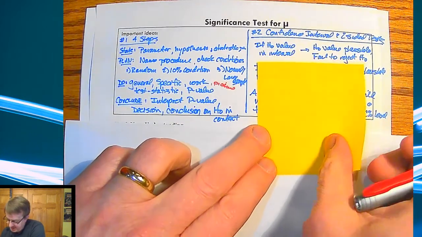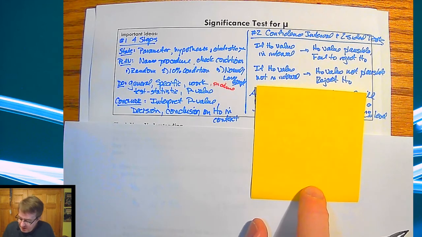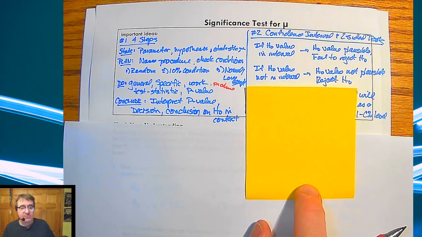Now, in terms of confidence intervals and two-sided tests, if your null hypothesis value is inside a confidence interval, that means that the null hypothesis value is plausible. We then will fail to reject the null hypothesis. We don't have any evidence to say that the null hypothesis is incorrect. If the null hypothesis value is not inside our confidence interval, that means the value is not plausible and you can reject the null hypothesis.